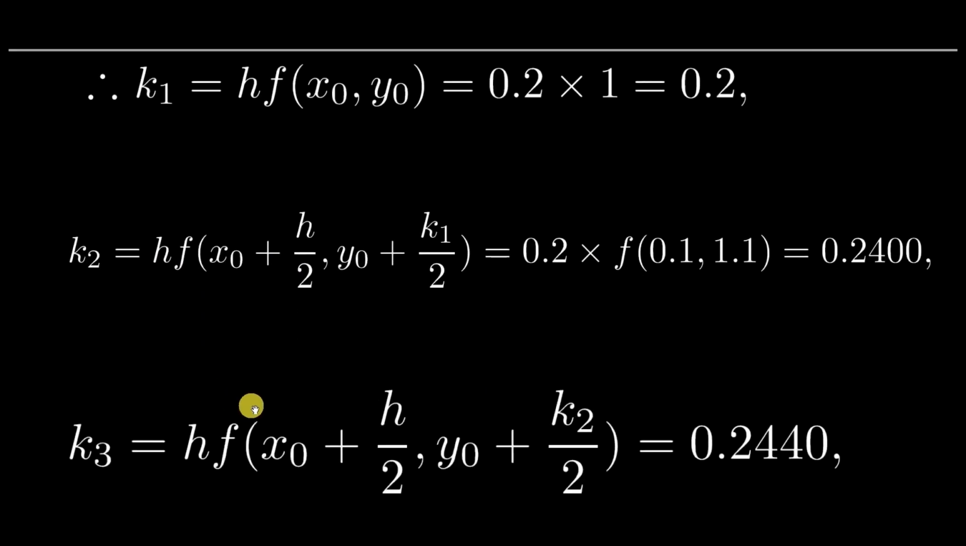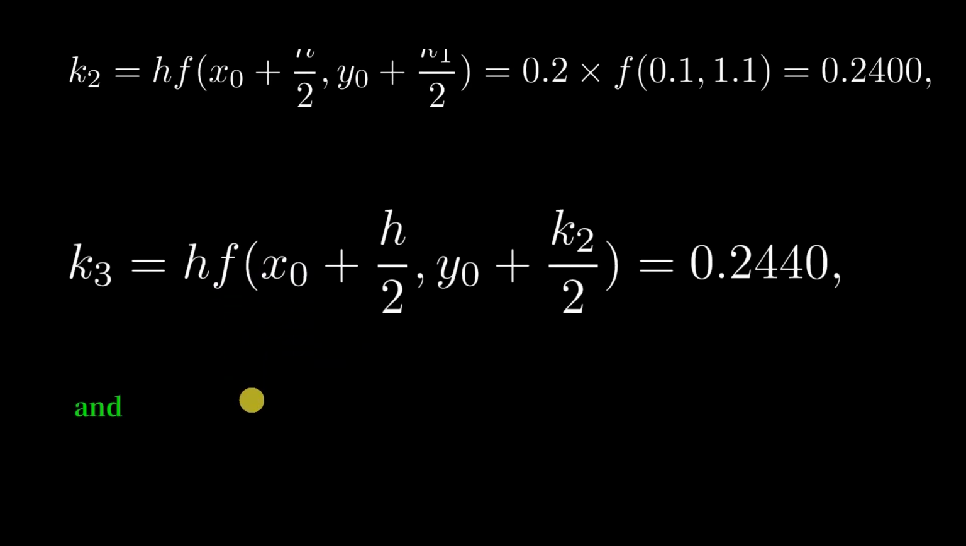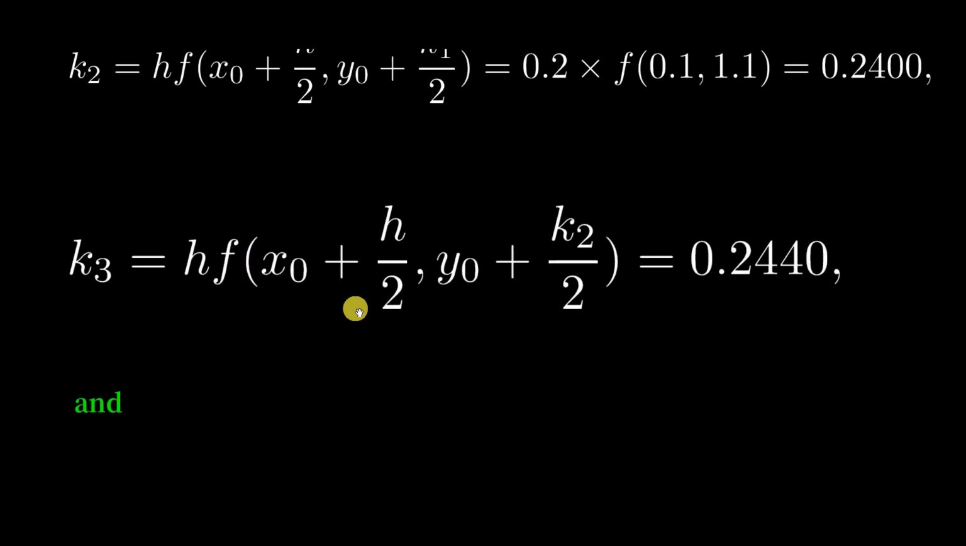Okay, next, go back to the expressions that we have studied and just recall what the value of k3 was. That is nothing but this one. K3 is equal to h times f of x naught plus h by 2, y naught plus k2 by 2, right? So you are familiar with this one.